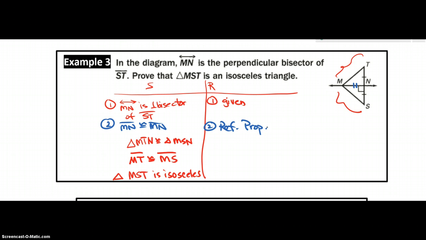Is that enough to show that the triangles are congruent? Remember, this is also right. Also, if one side's right, the other side's right. So is that enough to show the triangles are congruent? Yes, by side, angle, side, because there's 2 sides with the angle between them. So MT congruent to MS, why? We don't have that marked, but we know if the triangles are congruent, their parts are congruent. That's right.